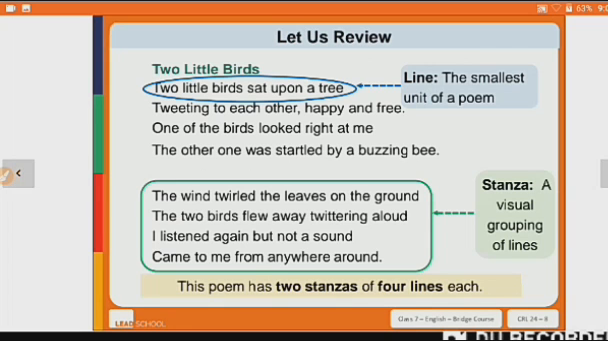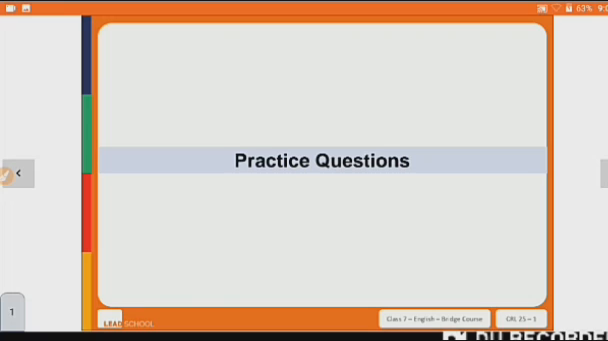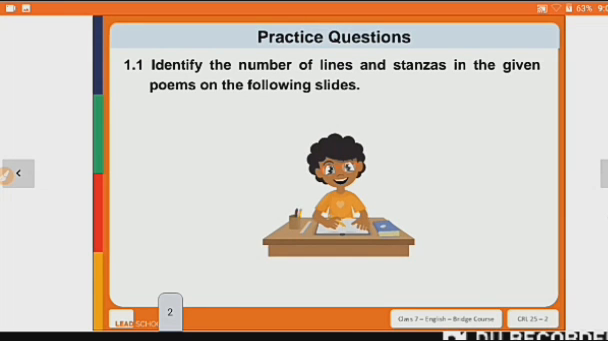Let's move with next. So here we have practice questions. Identify the number of lines and stanzas in the given poems on the following slides.